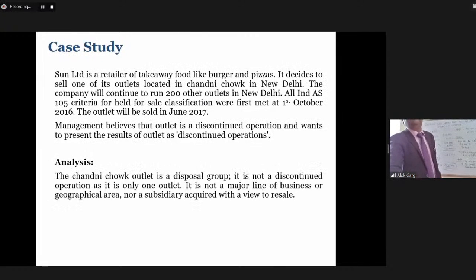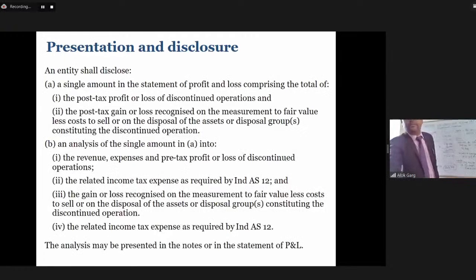It is a disposal group. The Chandni Chowk outlet is a disposal group. It is not a discontinued operation, as it is only a single outlet. It is not a major line of business or geographical area, nor a subsidiary acquired with a view to resale. Yes, Ashita, you are right, it is a disposal group. Preeti, it is not a discontinued operation. Yes, Pujita, you are right.